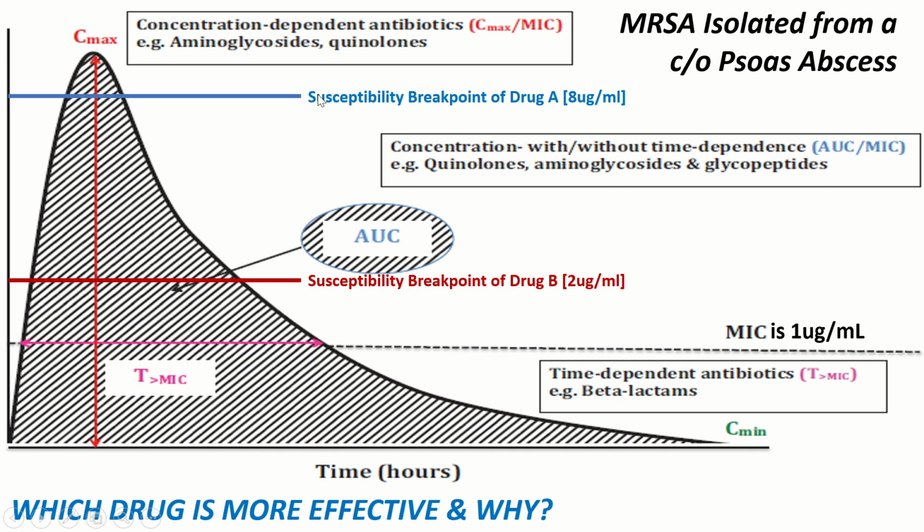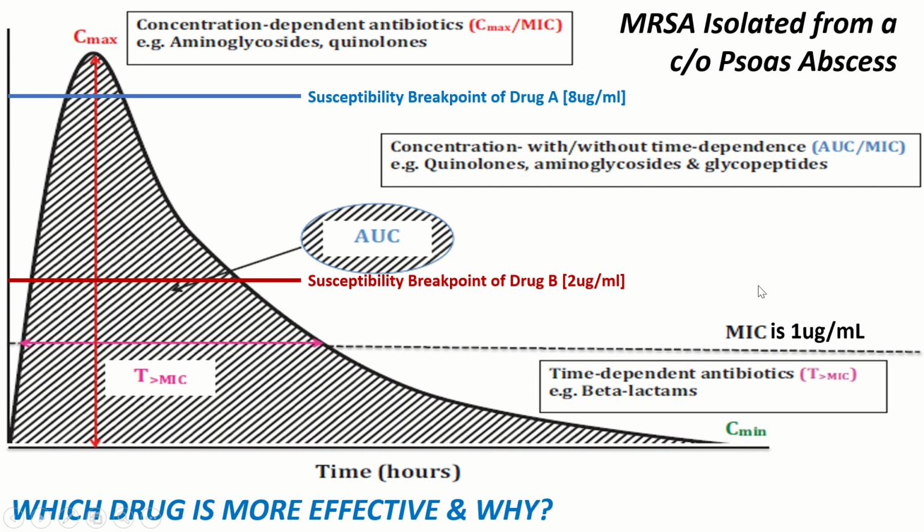So this is the ratio. This ratio of the susceptibility breakpoint divided by the MIC of that particular isolate that is achieved, that is the breakpoint to MIC quotient. The same thing if you see at drug B. The susceptibility breakpoint of drug B is 2 microgram per ml. That means all those MRSA isolates which have got an MIC of 2 or less than 2 will respond.